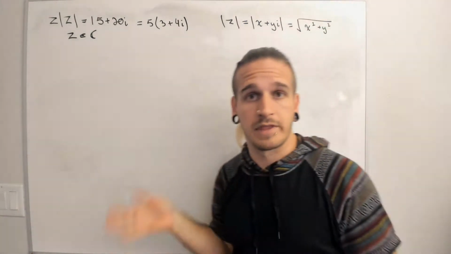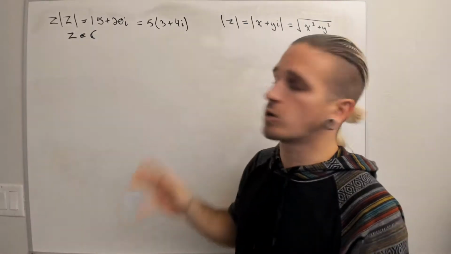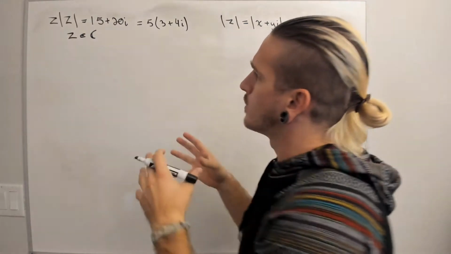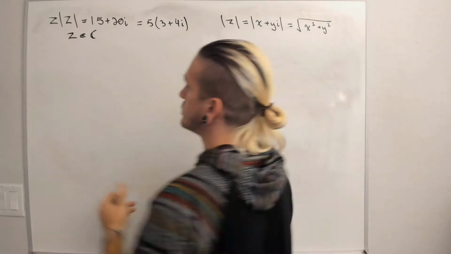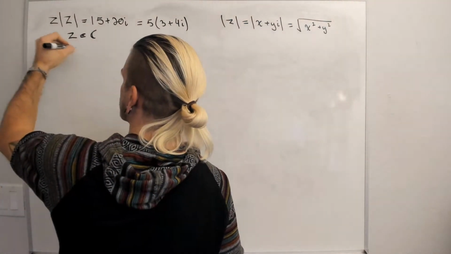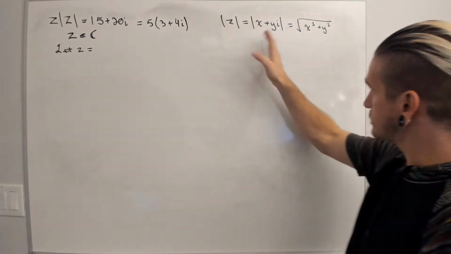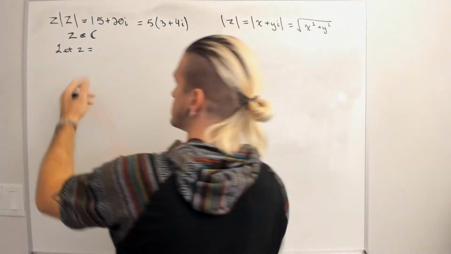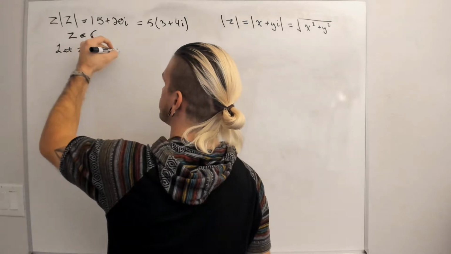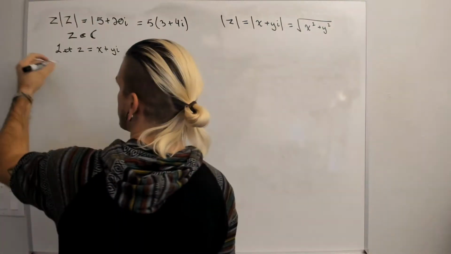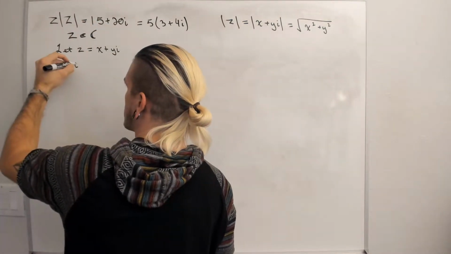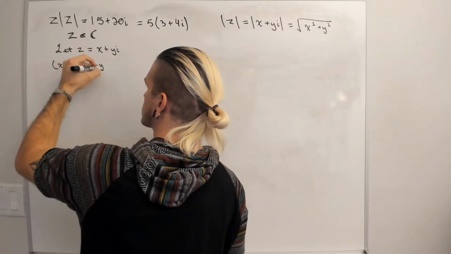But let's say you didn't spot that or you weren't aware of that. How would you go about solving this by hand? So what we'll do is break apart z into its real and imaginary parts, as we already did up here. So let z equal x plus yi. Substituting that into the equation gives us x plus yi times the absolute value of x plus yi.